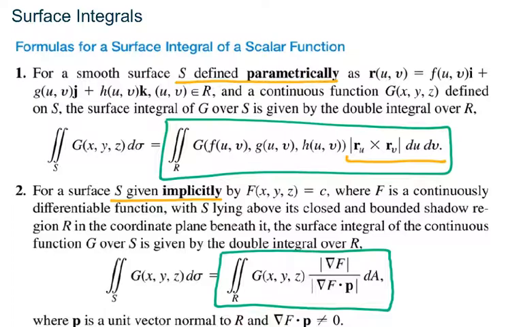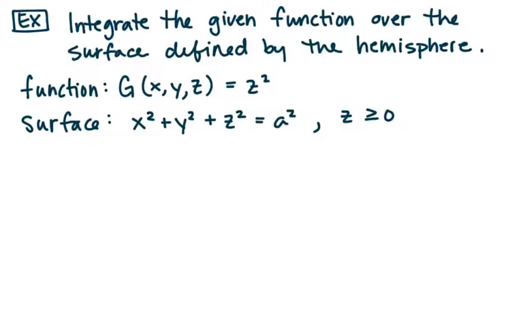So let's look at one example. In this example, we're going to integrate the given function g, which equals z squared, over the surface defined by this hemisphere, x squared plus y squared plus z squared equals a squared, where z has to be greater than or equal to 1. That creates a hemisphere. If that wasn't there, this would represent a sphere of radius a.